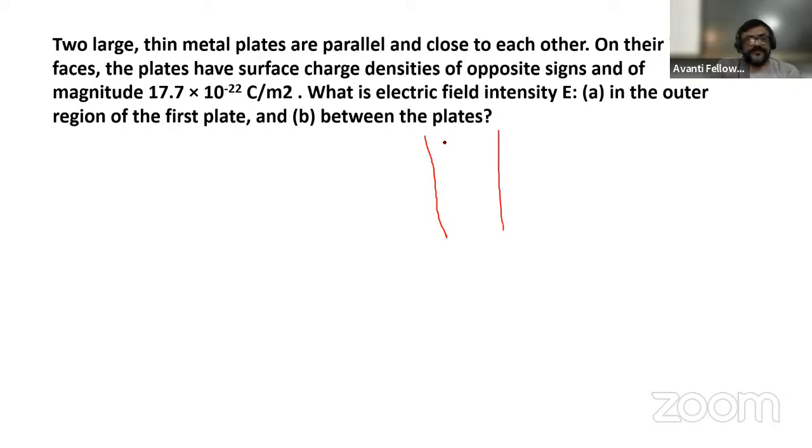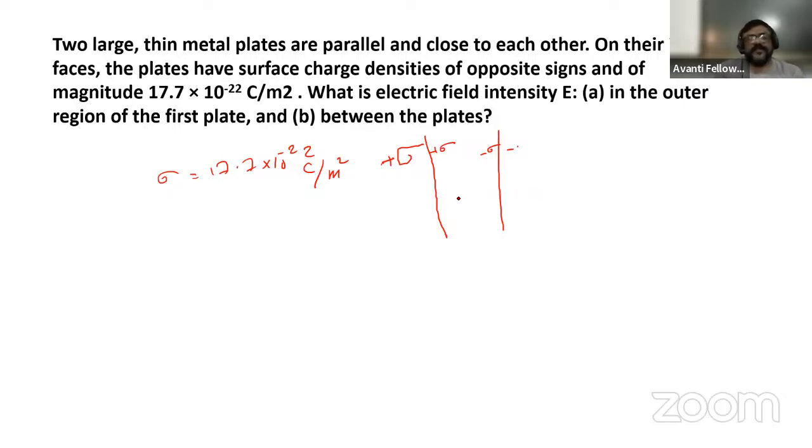Both of them are having charges with surface densities. Let me say we have positive sigma here and this has negative sigma, inner regions positive sigma and negative sigma. So sigma is given as 17.7 into 10 raised to negative 22 Coulomb per meter square, and here it is negative 17.7 into 10 raised to negative 22 Coulomb per meter square.